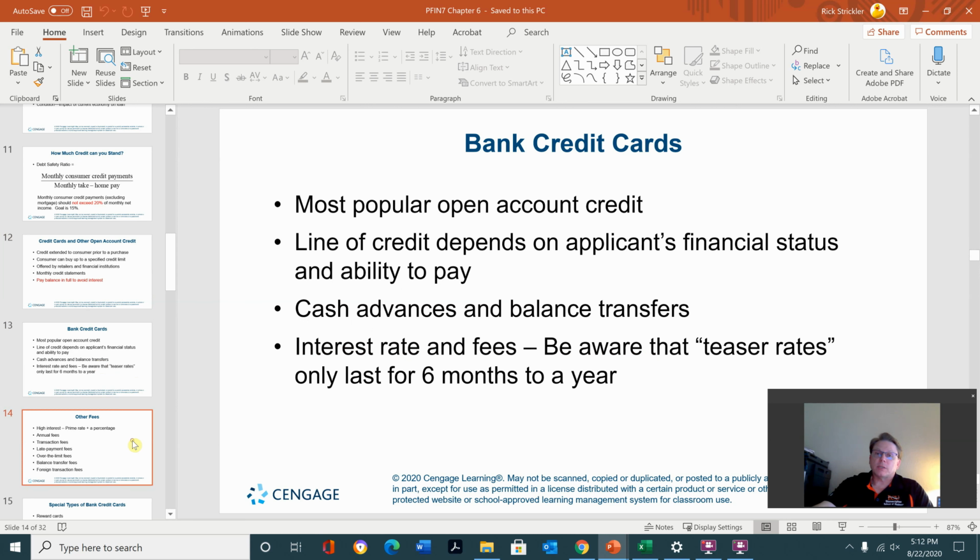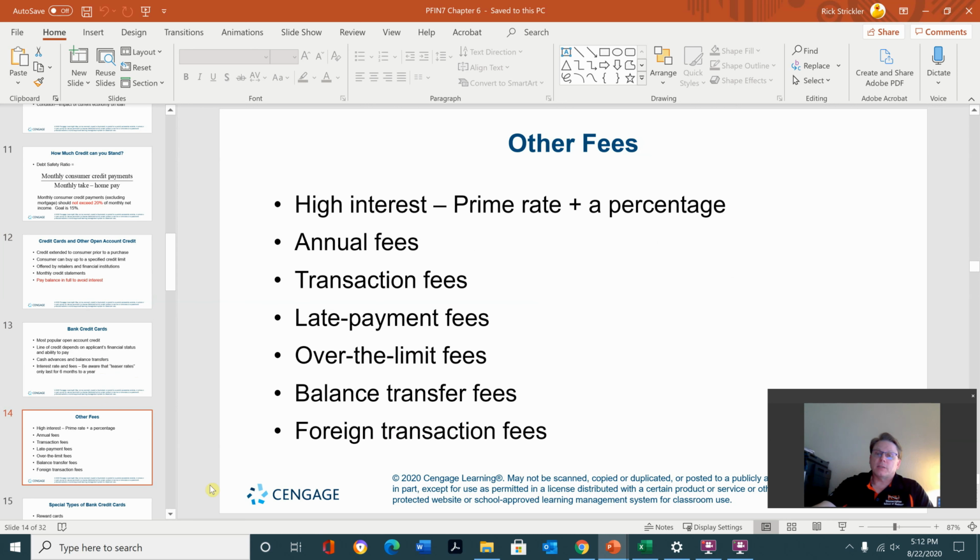Bank credit cards, what I just said. Other fees, watch the fees. Some of those credit cards can have a $100, $150 fee. They offer you a $500 credit limit, and the first $250 goes to pay all their fees.